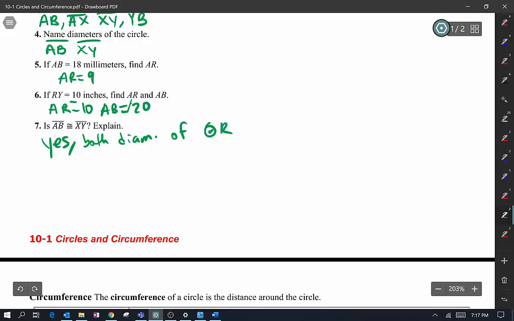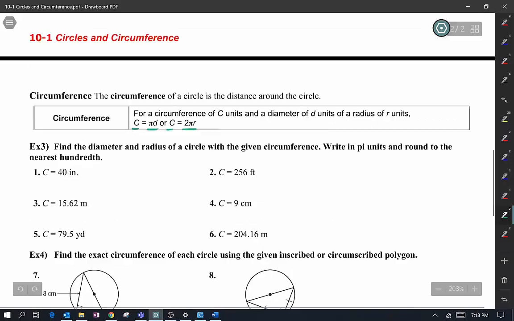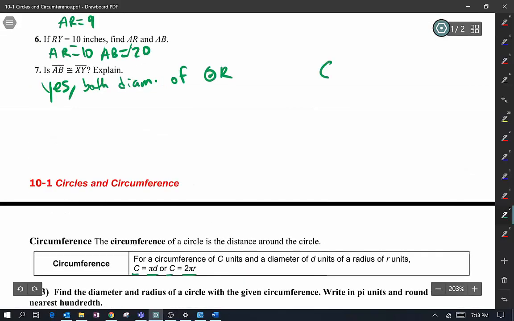All right, pretty easy. Now we're going to get into a little bit more mathy kind of stuff. That was just kind of establishing some rules of circles. Now we're going to do some math. Circumference is equal to 2 pi r, or circumference is equal to pi d. Let's have this little side conversation real quick. If circumference is equal to pi d, then that must mean that pi is equal to circumference over the diameter.